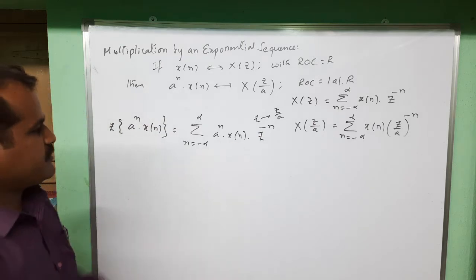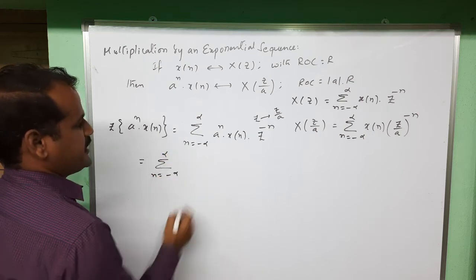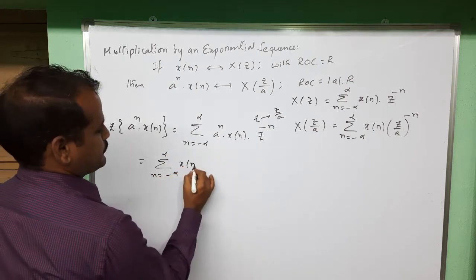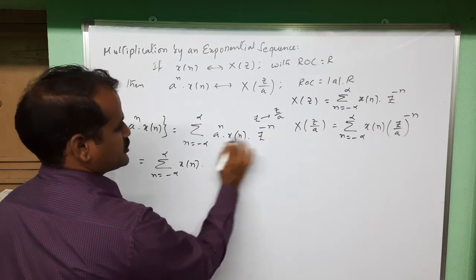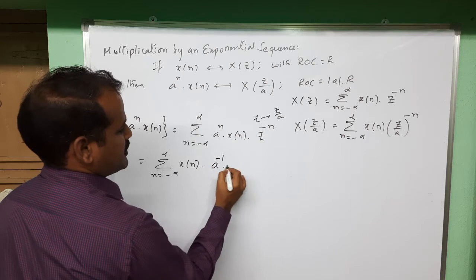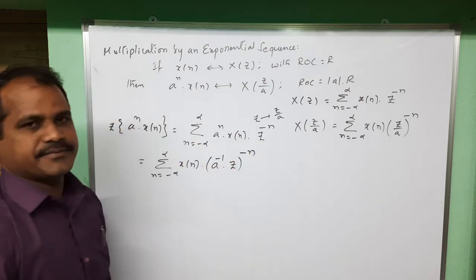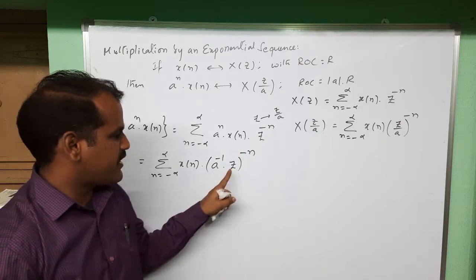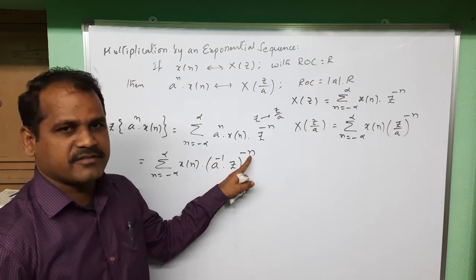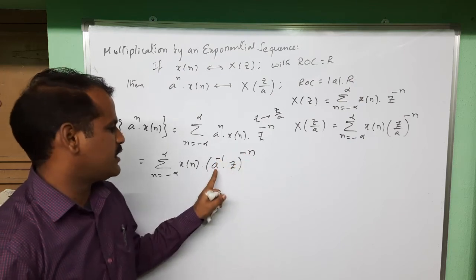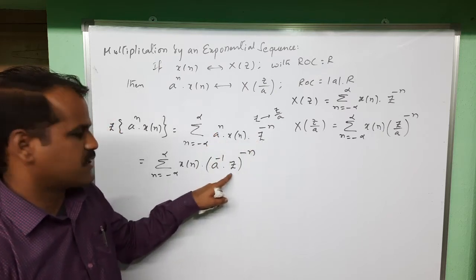Let us simplify this expression. This is the sum over n from minus infinity to plus infinity of x of n, a power n and z raised to minus n. I am combining these two variables like this: a inverse z whole to the power of minus n. That means z raised to minus n and a to the power of minus 1 whole to the power of minus n. Minus minus is plus, so we get a to the power of n again. So we can write these two like this.